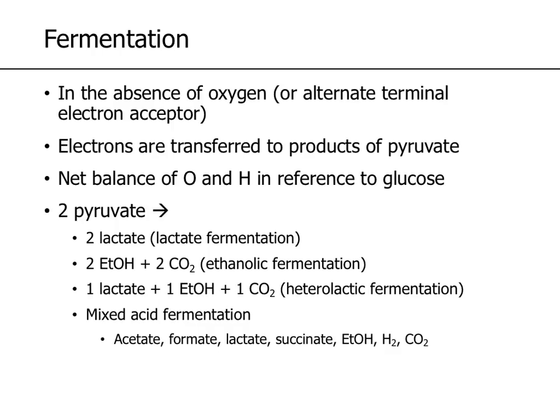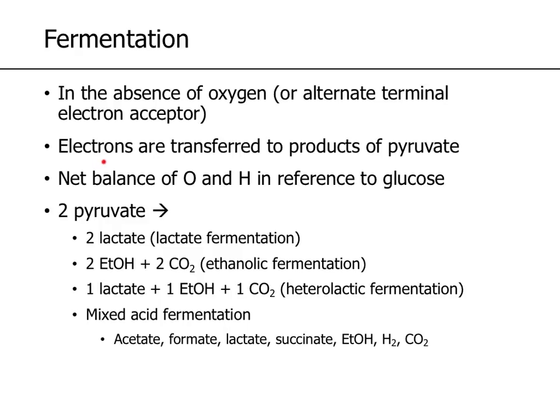So the first thing we'll mention is fermentation. So this is in the absence of oxygen or an alternative terminal electron acceptor. So we're going to talk about that in a second, and next time we're going to talk about the citric acid cycle and the electron transport chain. But in the case where you don't actually have a terminal electron acceptor, cells can do fermentation.